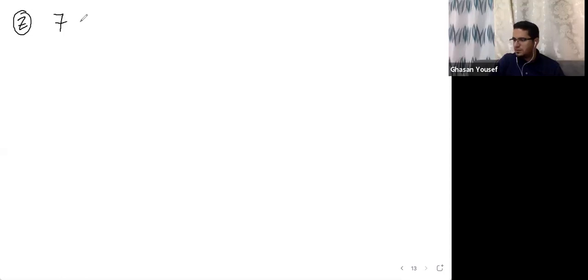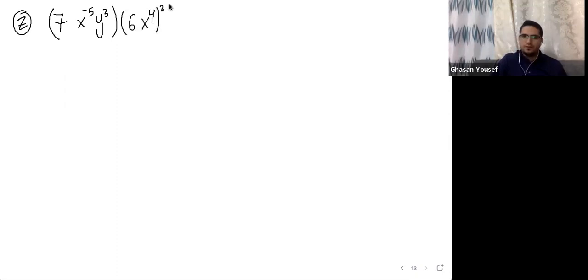7 times x to the power minus 5 times y to the power 3, times 6 times x to the power 4, everything squared. We'll do this one. Again, combining numbers together. First of all, we have to distribute the power inside the parentheses.